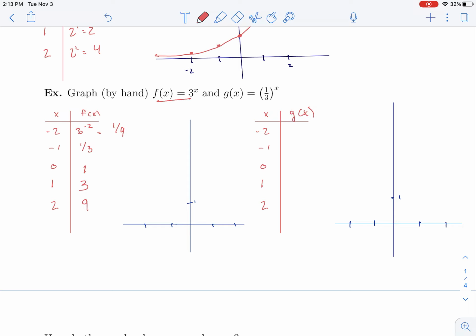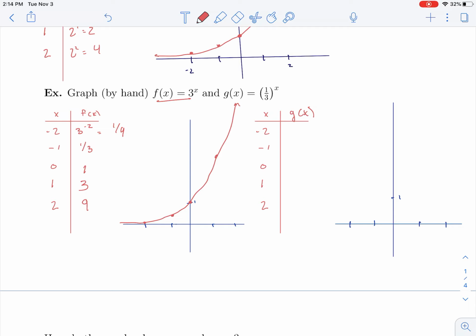Okay, so at -2, it's going to be 1/9. So, like, super small. And then 1/3, a little, 3 times as big. And then 1. And then 3 times as big. And I can't even fit all of it in there to reach up to 9.